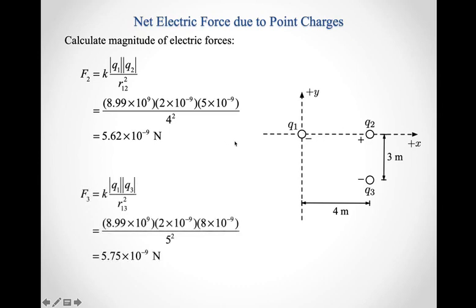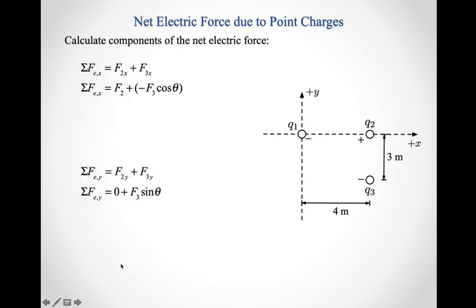I can do the same thing for the magnitude of the force between particles 1 and 3. Now this is going to be K times the absolute value of Q1 times the absolute value of Q3 over the distance between particles 1 and 3 squared. K stays the same. Q1 stays the same. There's Q3, again, 8 times 10 to the minus 9, and again, because I want the absolute value, that's positively valued. The distance between particles 1 and 3, we calculated right at the beginning. That was 5 meters, and so this is 5 meters squared. Plug all that into my calculator, I get 5.75 times 10 to the minus 9 newtons. So now I know what the magnitudes are for F2 and F3.